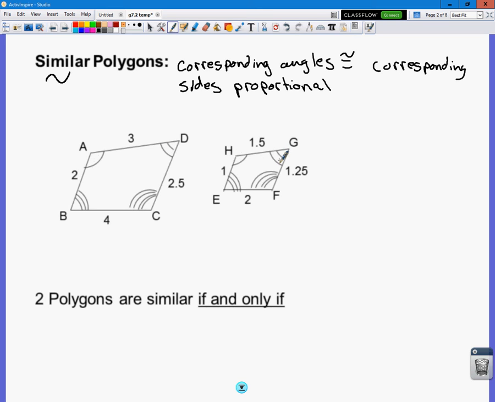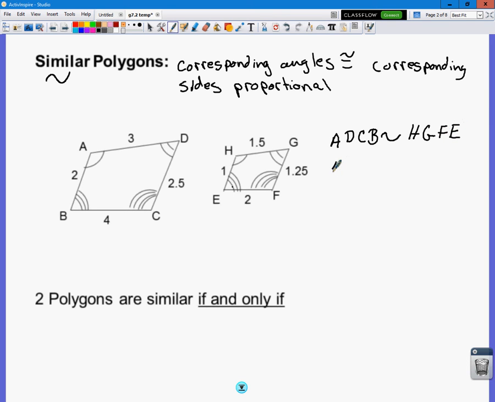Angle D, angle G, angle F and angle C, angle B and angle E. So the corresponding sides would also need to be proportional. We'd write our similarity statement. The order of the first one would not matter. So if I go around this A, D, C, B, 1 mark, 2 marks, 4 marks, 3 marks, I've got to go H, G, F, E.